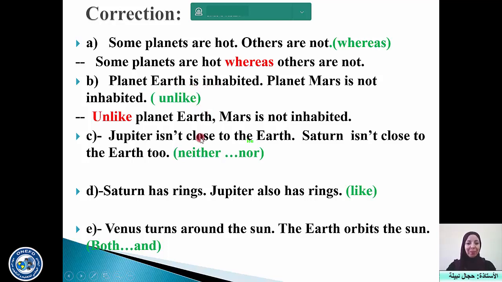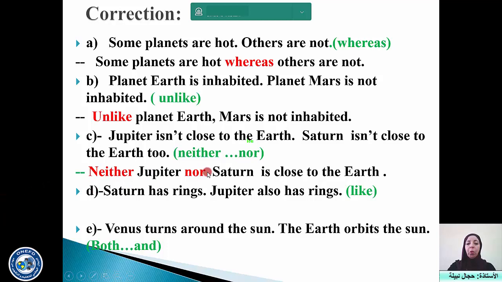I hope it's clear. Jupiter isn't close to the Earth. Saturn isn't close to the Earth too. So, of course, this is an addition, but it's an addition of two negative sentences. That's why we can use neither nor. Now, what are the changes that will happen in the sentence that I'm going to make after using neither nor? Look at the sentence.